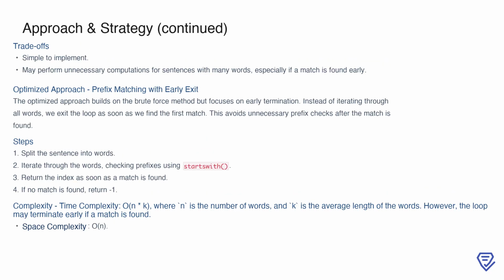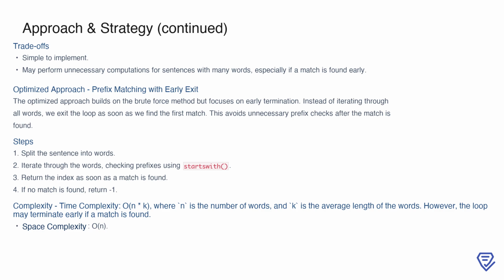The brute force approach is simple and easy to implement, but it has some potential drawbacks. It may perform unnecessary computations, especially when there are many words in the sentence, and a match is found early. To address this, we can consider an optimized approach that utilizes early termination. This method still involves splitting the sentence into words and checking prefixes, but it focuses on stopping the iteration as soon as we find the first match. The steps include splitting the sentence, iterating through the words, and using startswith to check for the prefix. Once a match is found, we immediately return the index. If no match exists, we return -1.